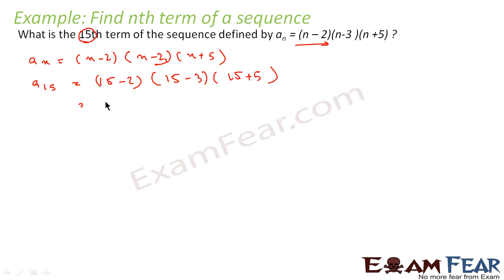So 15 minus 2 is 13, 15 minus 3 is 12, into 15 plus 5 is equal to 20. So what we get is 13 into 12 is equal to 156, into 20, and this is nothing but 3120, and this is our answer. Very simple. We have to find the 15th term. We have been given the equation of An. Just replace n with 15 and you get the answer.